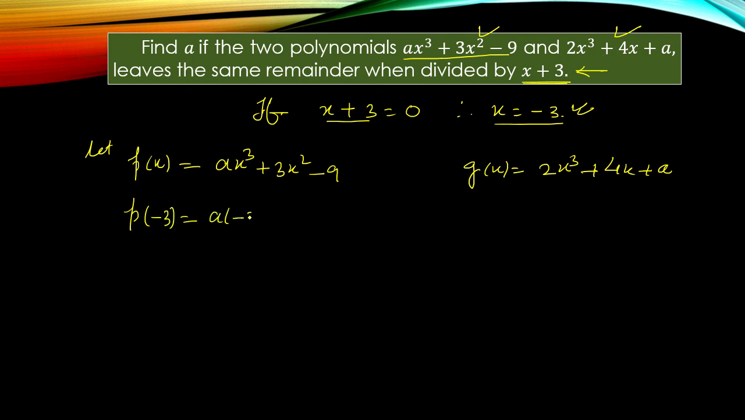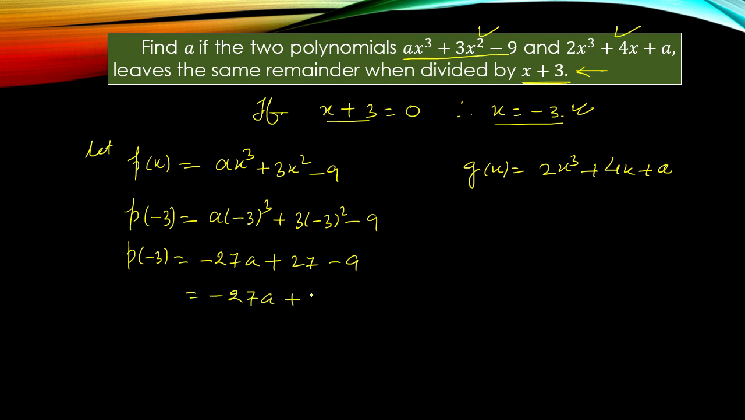a into minus 3 the cube plus 3 into minus 3 the square minus 9. Ultimately we are now able to calculate the remainder of the first. Minus 3 the cube is minus 27, so minus 27a. Minus 3 square is 9, 9 into 3 is 27, that is 27 minus 9. Ultimately we are getting here minus 27a plus 18. This is the first remainder.